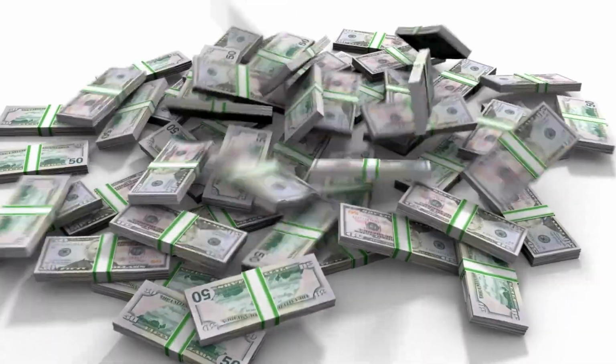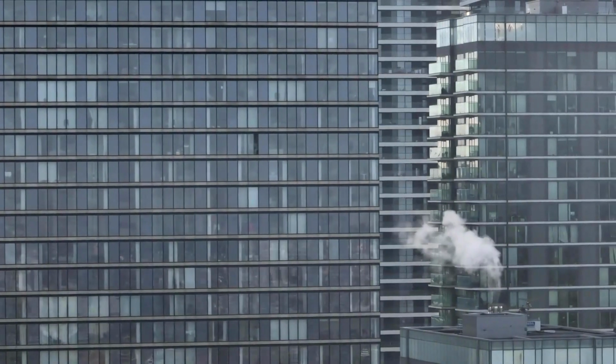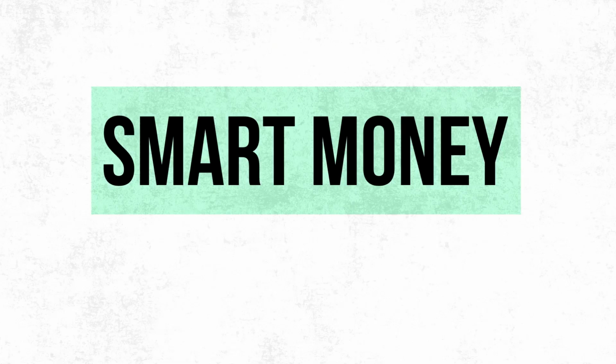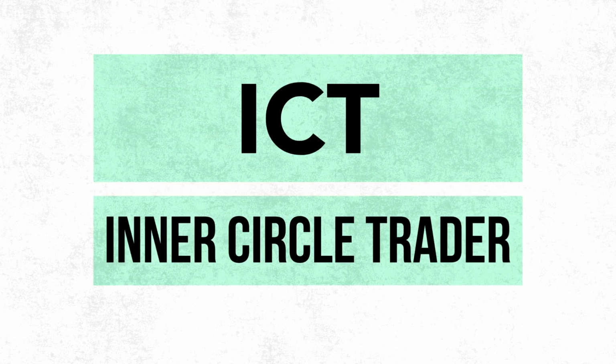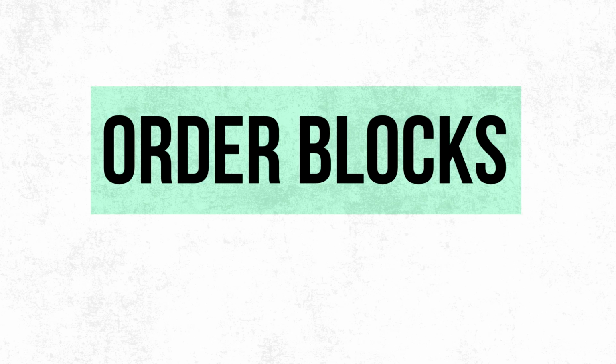Let's begin. If you want to be a winning trader, you must trade with banks and other financial institutions, including hedge funds. In other words, you must trade with smart money. That is what ICT, or the inner circle trader, teaches us. Then, if you want to trade with smart money, you must know order blocks.